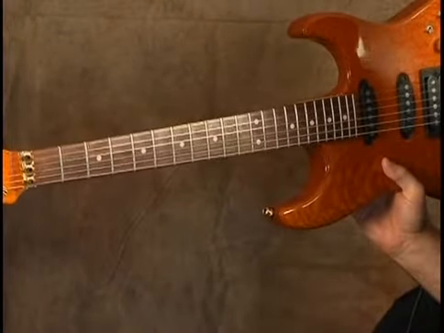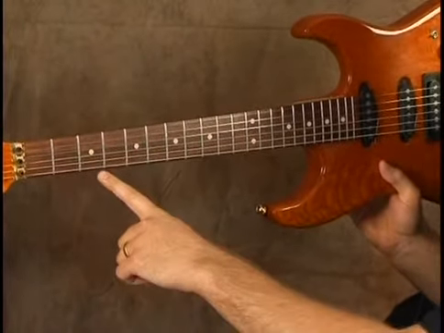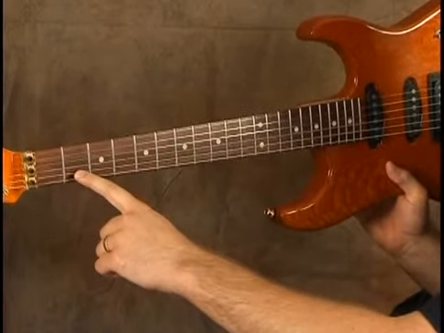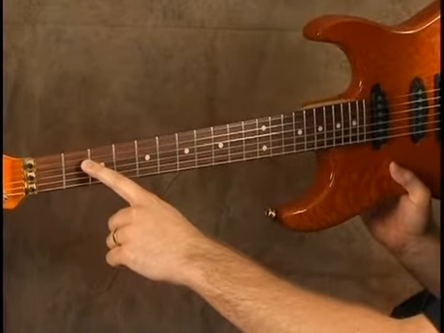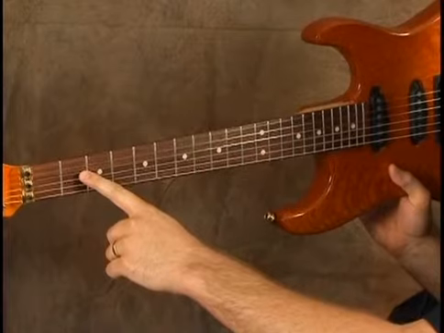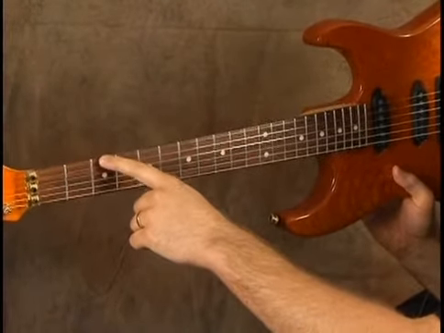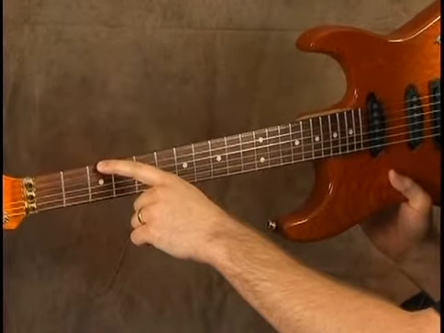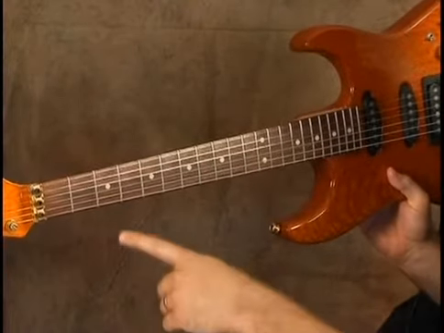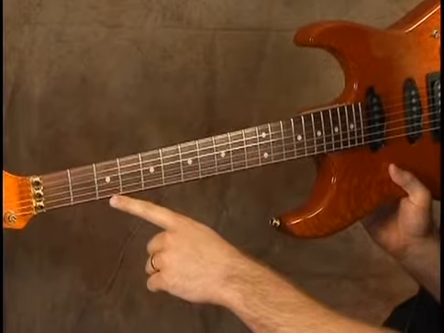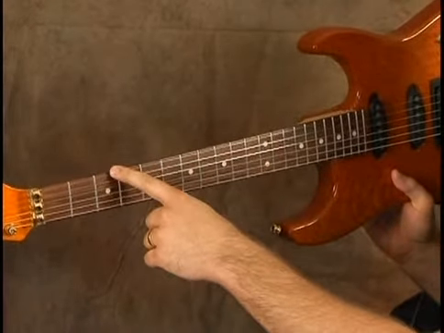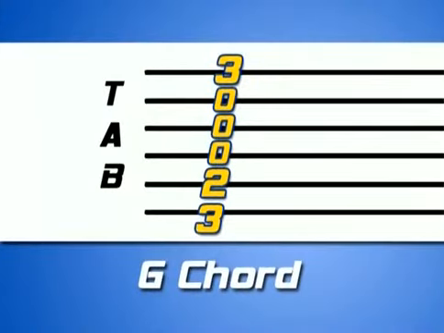So a G chord, if it was written in tab, would have 3, 2, 0, 0, because these 2 strings are open, and then you would have 0 on the B string, and then you would have 3 written on the 1st string, 3rd fret, because the notes of the G chord that are held down are 3, 2, and 3. That's the way a G chord would be represented in tab.